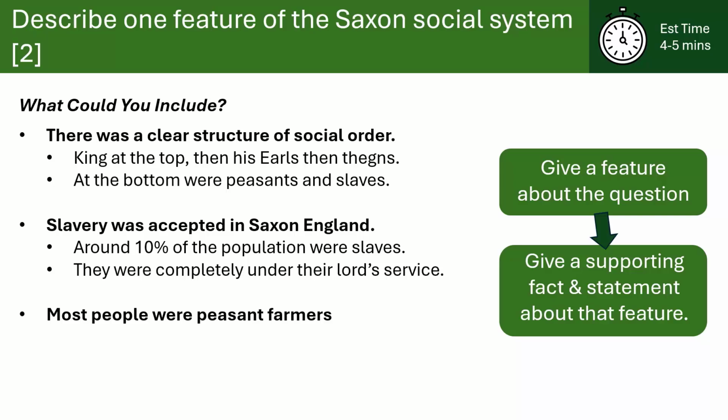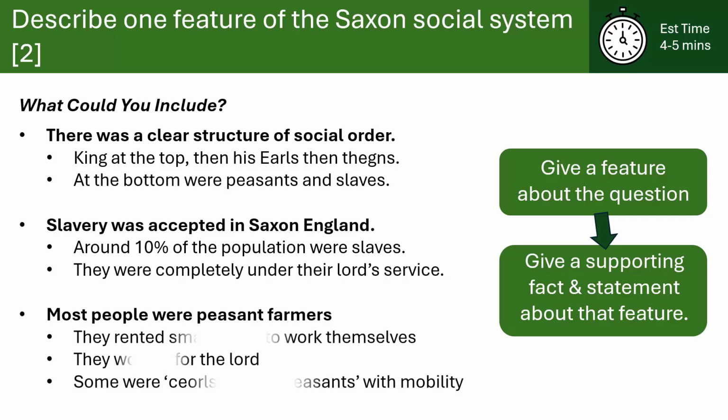If you choose to talk about the fact that there were lots of peasant farmers, you could say that they had small farms where they rented them off the lord and worked the land themselves for their families, but they would also have to do a certain number of labour days for their lord in order to compensate them. If they didn't, they would lose the land. And we also know that there were two different types of peasants. We've got the ones that were free and the ones that had zero mobility.